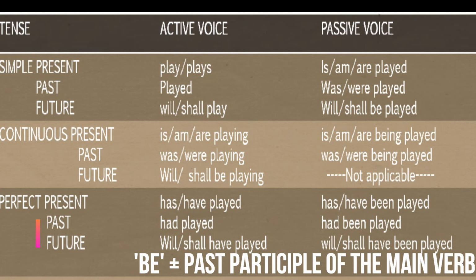Let's move further and just see what about the future continuous tense. In the active voice, will or shall be playing is the verb form of the future continuous tense. But in the passive voice, there is no passive voice in this tense. It's not applicable. We can say there is no passive verb formation for this tense. That's the future continuous tense.